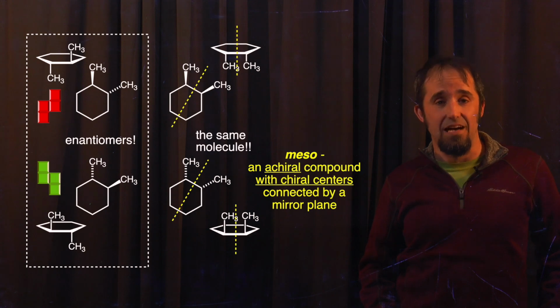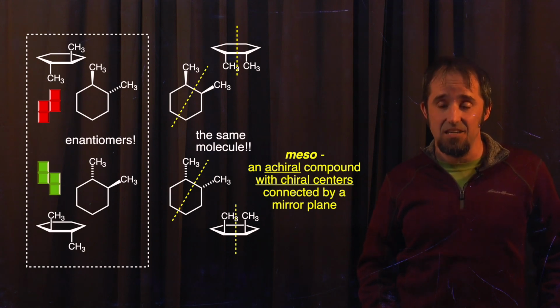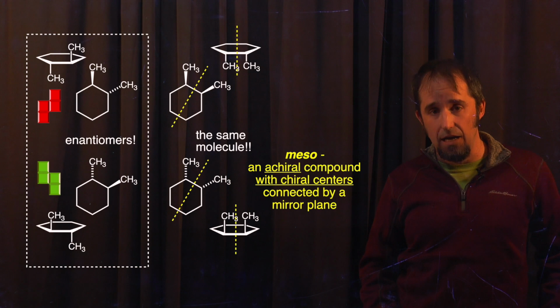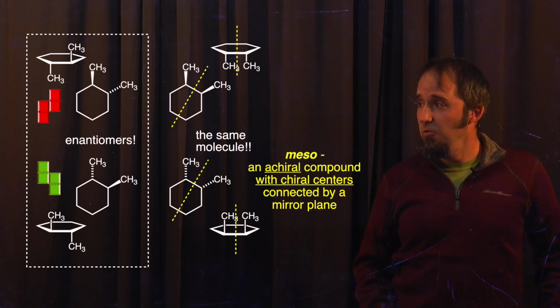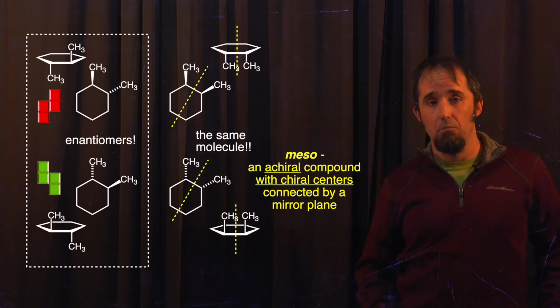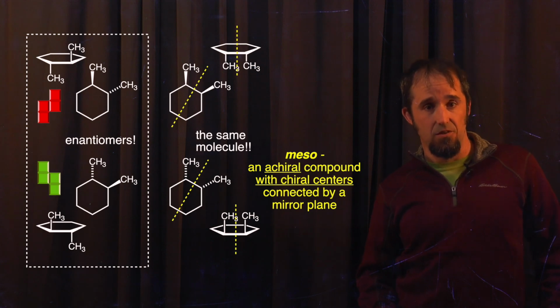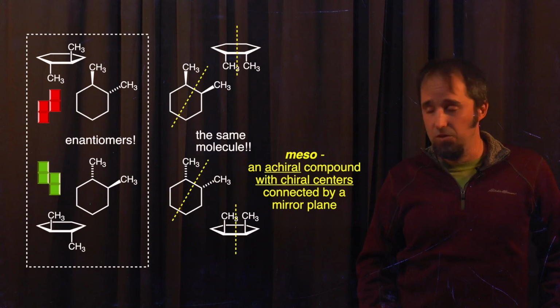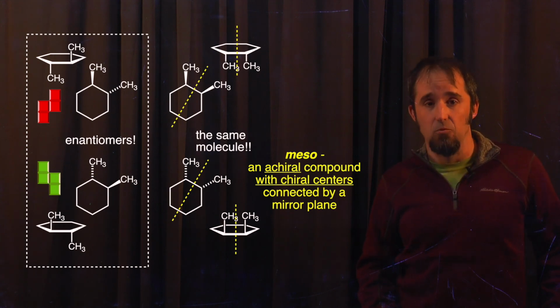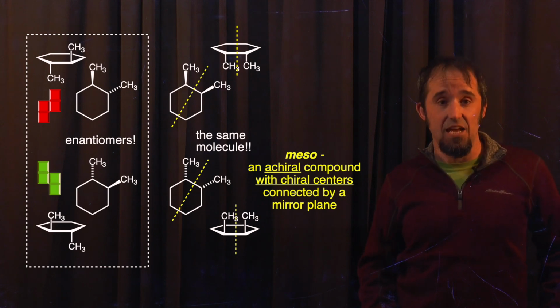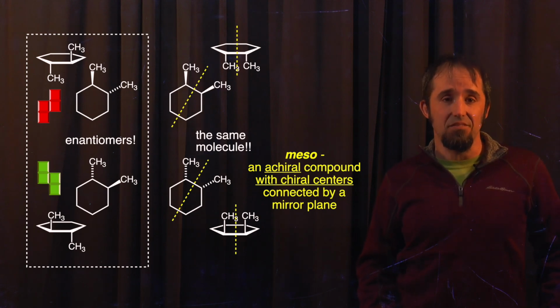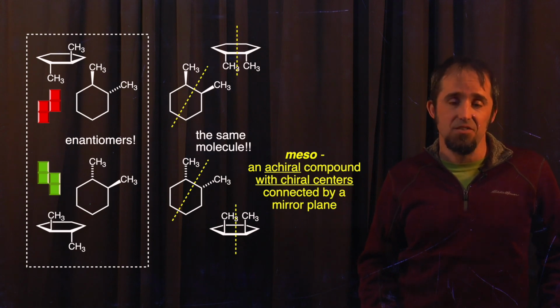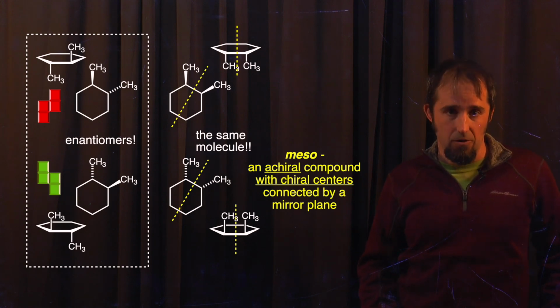One reason I point this out is to show that diastereomers don't need to be chiral. The molecules on the left are both chiral. They are enantiomers of each other. And they are diastereomers, each of them, with the molecule on the right, because those two are the same molecule. So something doesn't need to be chiral in order to have a diastereomer.